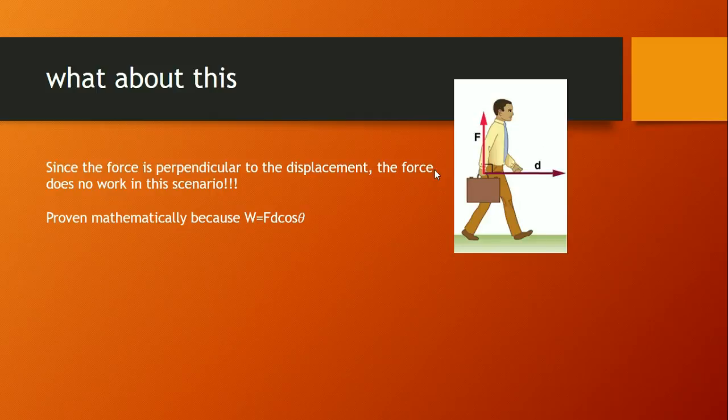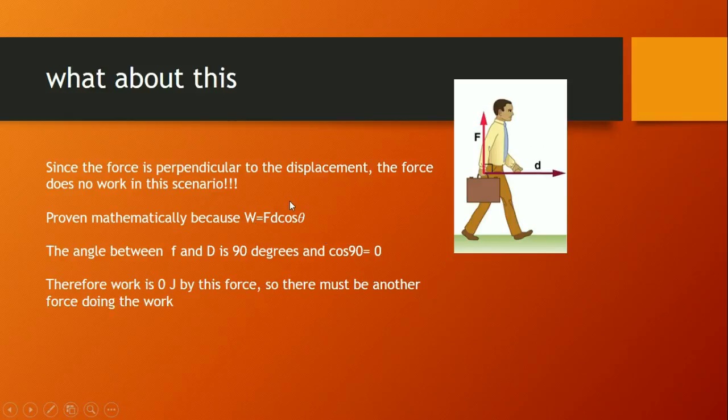Even if you don't get that and you're more of a mathematical person, we can prove it mathematically also. Because work is F d cosine theta, the angle between the force, which is straight up, and the distance, which is straight to the right, is 90 degrees, and cosine of 90 is 0. So if we plug 0 into this formula, there is no work being done by that force.